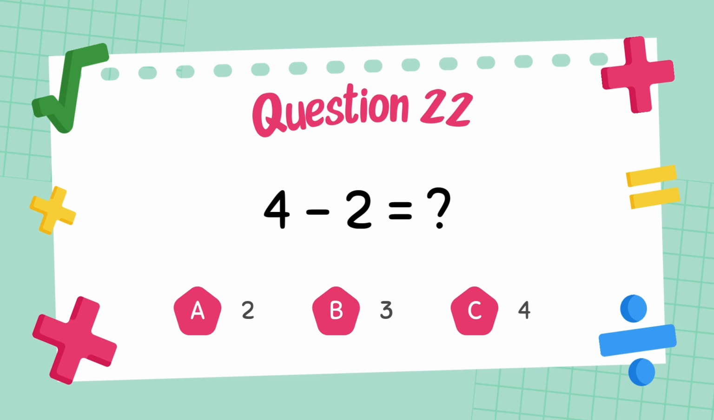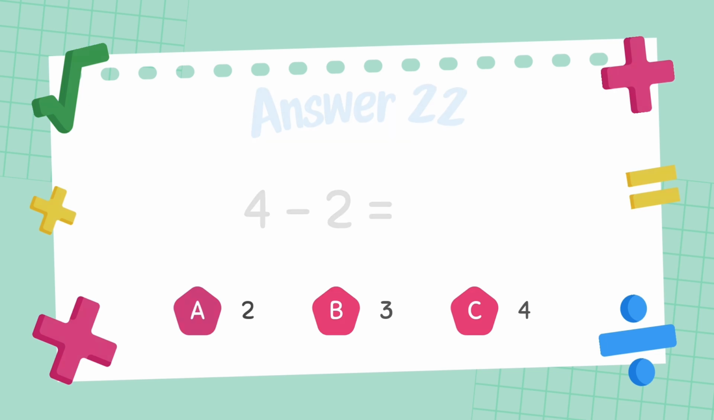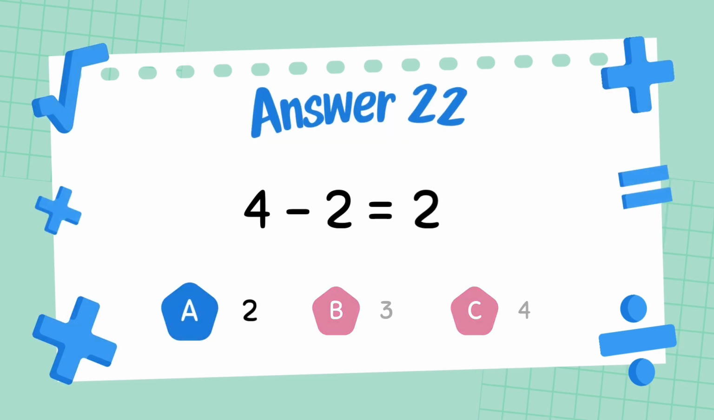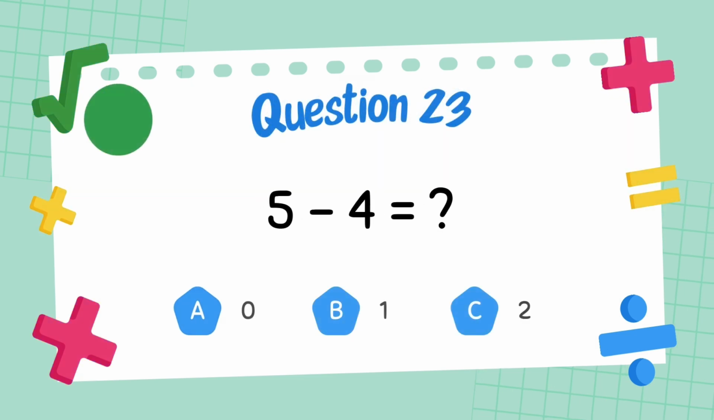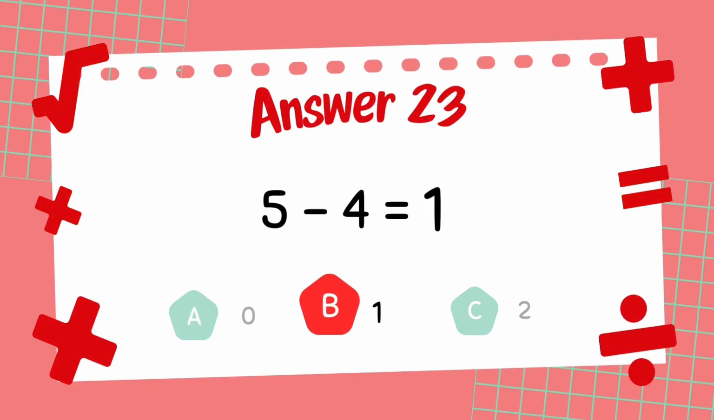What is 4 minus 2? The answer is 2. What is 5 minus 4? The answer is 1.